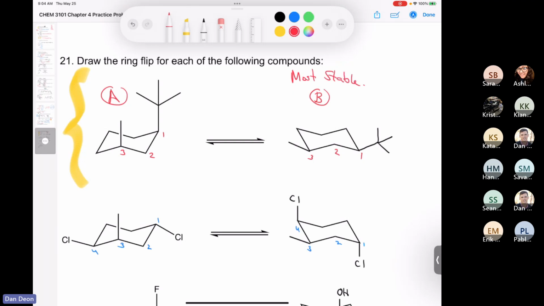Good. Sarah or anybody else, could you name the kind of interaction that's experienced in A that contributes to its instability, or I should say higher energy, really? Yeah, thanks, Savannah. The 1,3 diaxial interaction, right? Absolutely. So here we have a proton, and here you have a methyl group and a tert-butyl group. You can imagine they're crowding each other big time, right? We call that the 1,3 diaxial interaction.